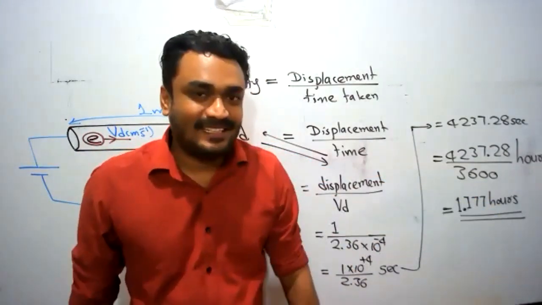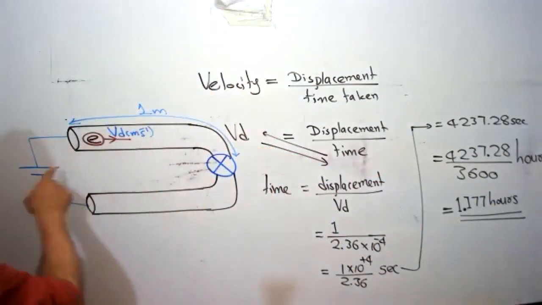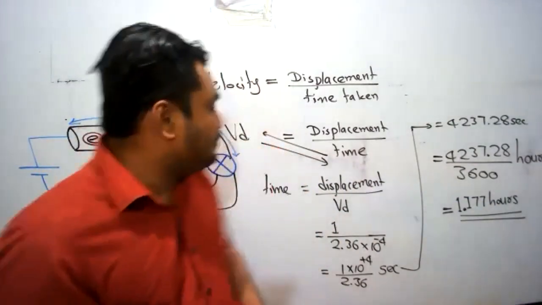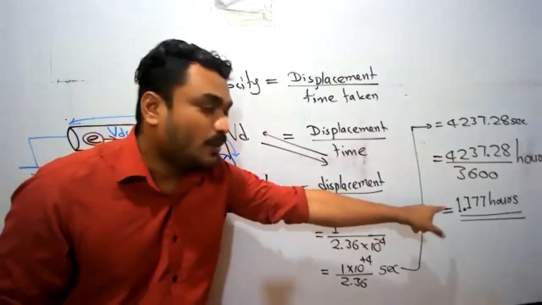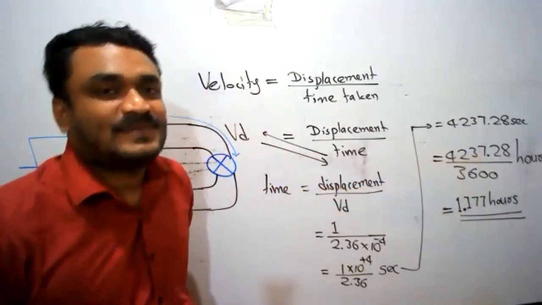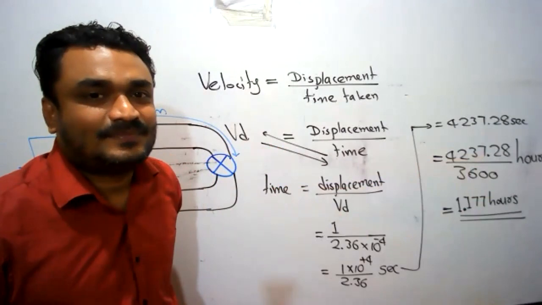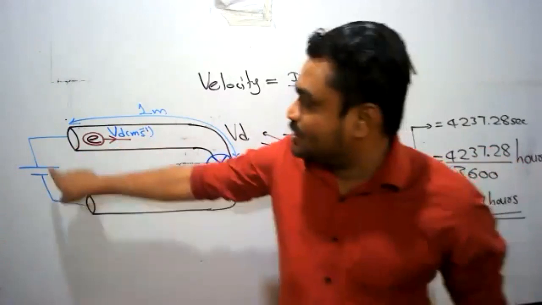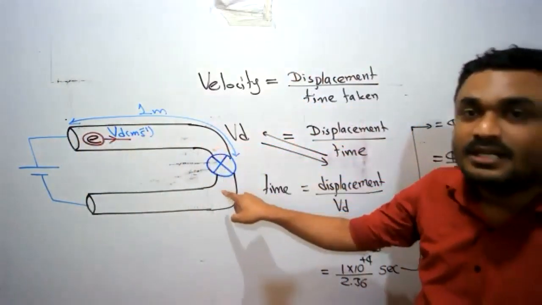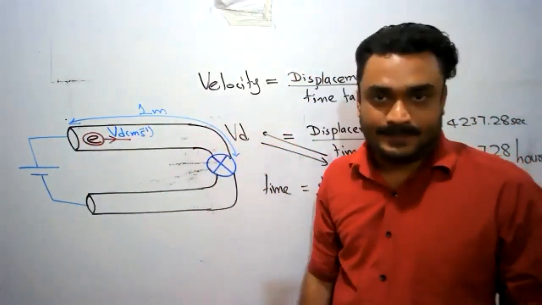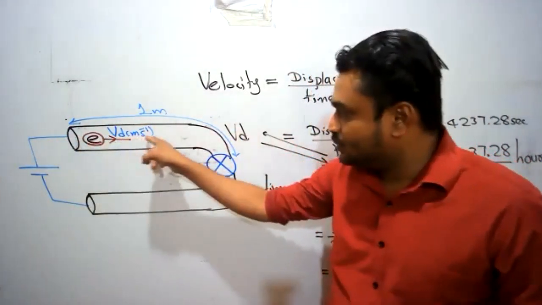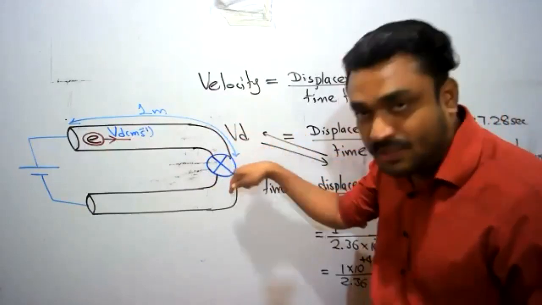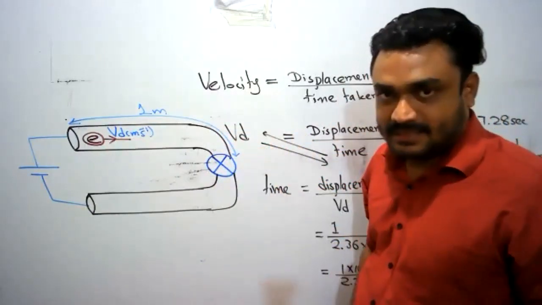1.177 hours. So once the battery is connected, or the switch is on, the bulb will light after 1.177 hours. Am I right? The electron should come and go through the filament of the bulb. Then only the bulb will light. The electron should travel through the wire with the drift velocity, and through the filament of the bulb. Then only it will light.